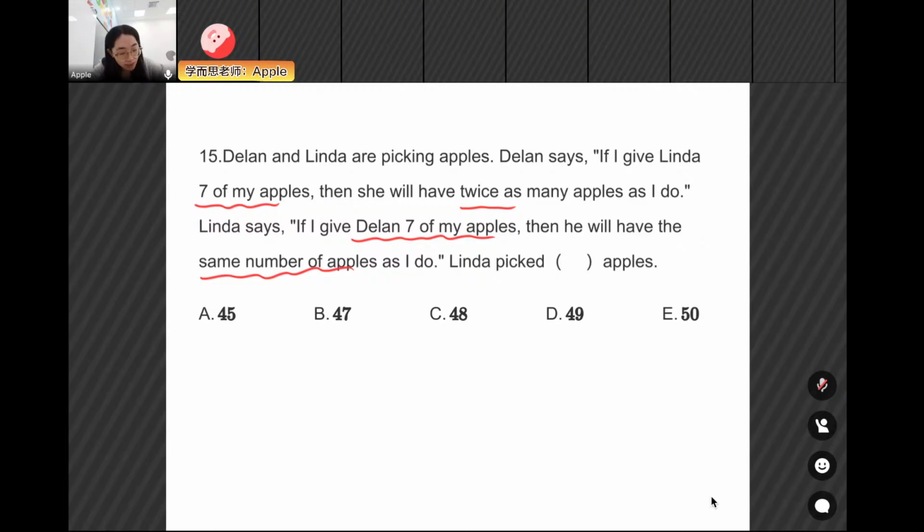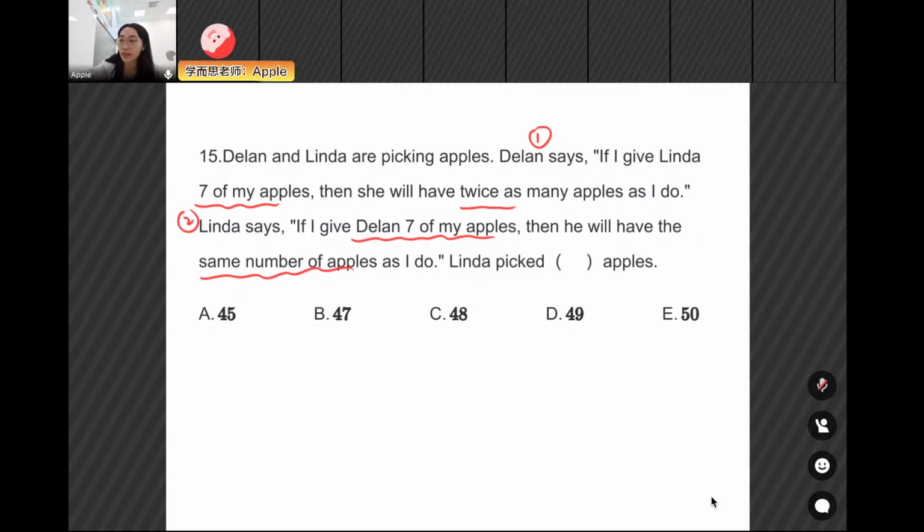Well, here everyone, you see that according to these 2 statements, maybe we start from the Linda one. Why? Because we know that if Linda gives Dylan 7 apples, then they will be the same, which means what is the difference between the number of apples here? Yes, it should be 14. Because if you give 7, the other person gets plus 7. So to make the same number, the original difference should be 7 plus 7, which is 14.